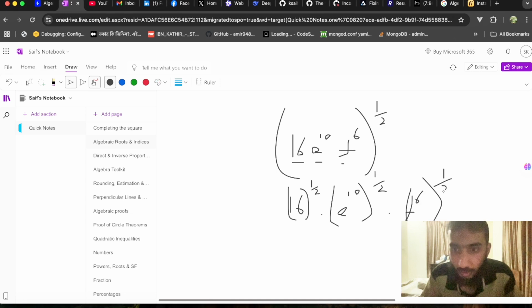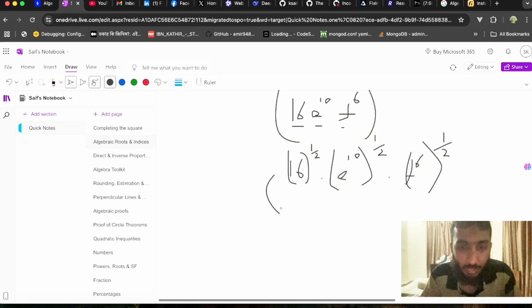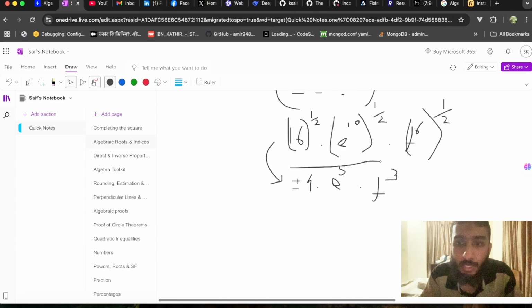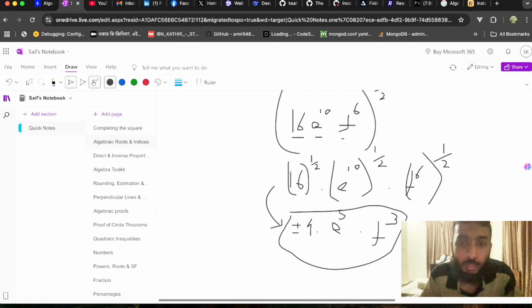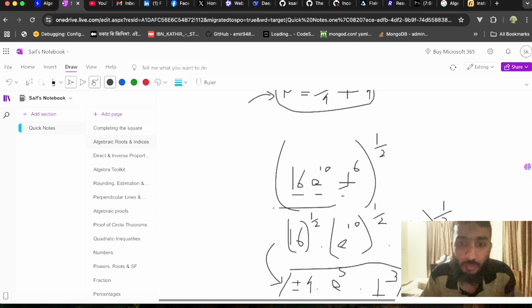We just separated the three parts. Now, because 16 to the power half is basically root 16, we can write plus minus 4 multiplied by e to the power 10 to the power half, which is e to the power 5, 10 multiplied by half, and f to the power 6 to the power half is f to the power 6 multiplied by half. So 6 multiplied by half is 3. So this is the simplified expression of this particular expression.